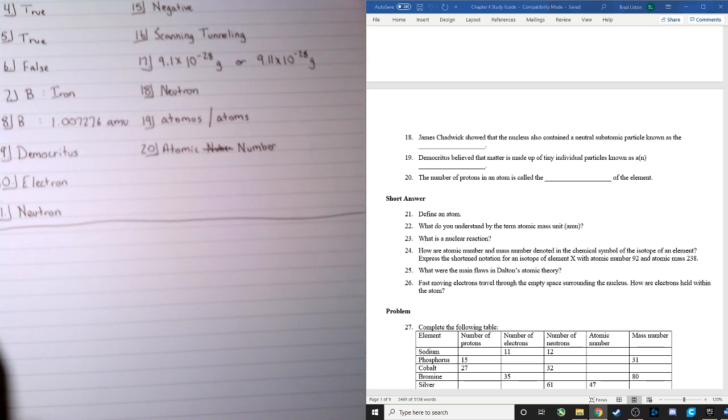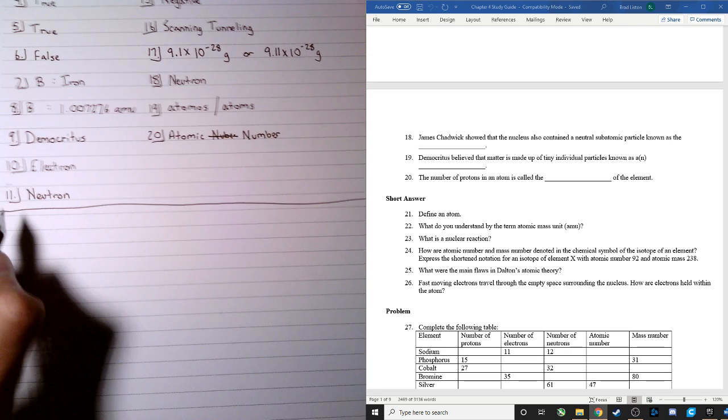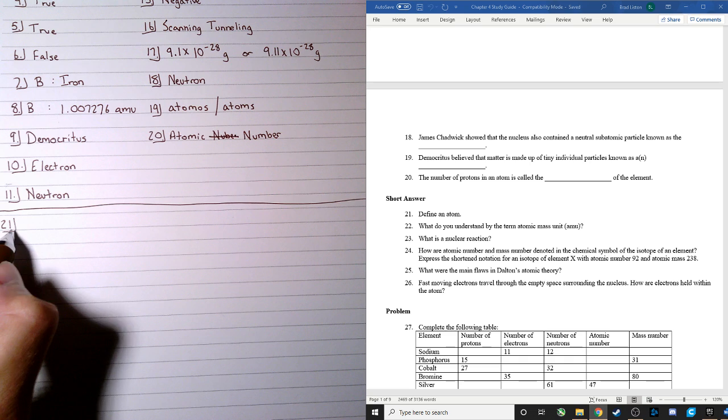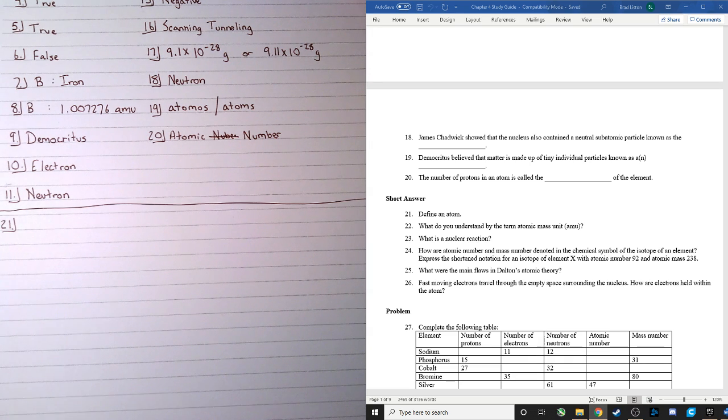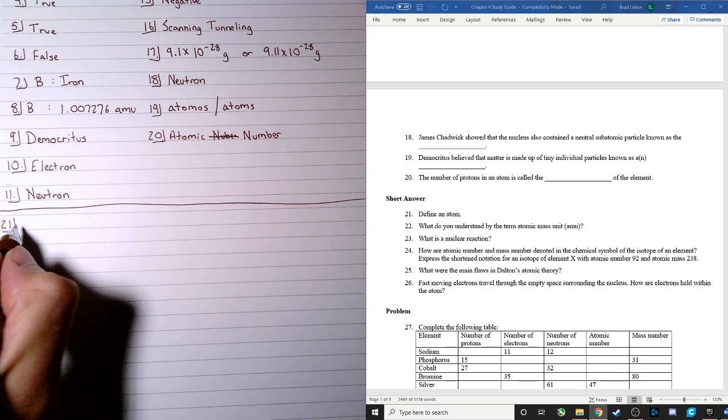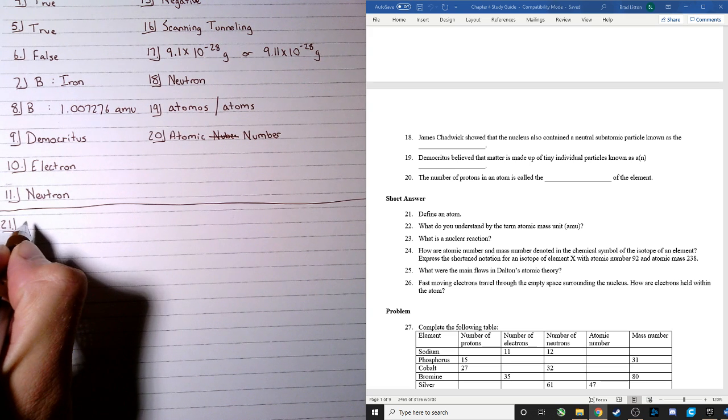So, 21 is just a definition of an atom. I mean, that's the smallest particle of an element that retains the properties of that element. So I'll write out the definition that would be acceptable here.